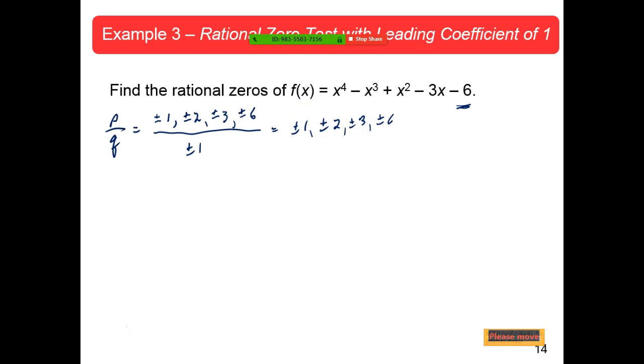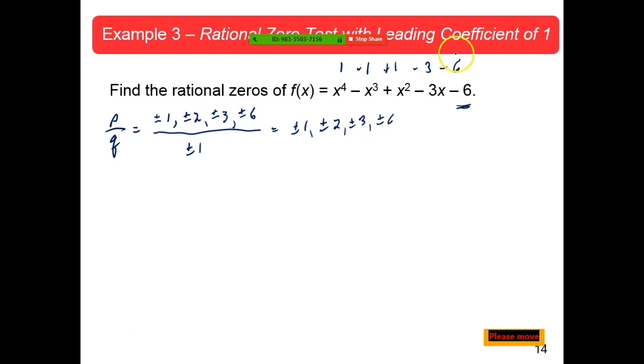Now, what makes that easy, when you raise 1 to the 4th power, it's still 1. To the 3rd power, it's still 1. To the 2nd power, it's still 1. To the 1st power, it's still 1. So guess what you do? You just add your coefficients, which is 1 minus 1 plus 1 minus 3 minus 6. That couldn't be much easier than that, could it?